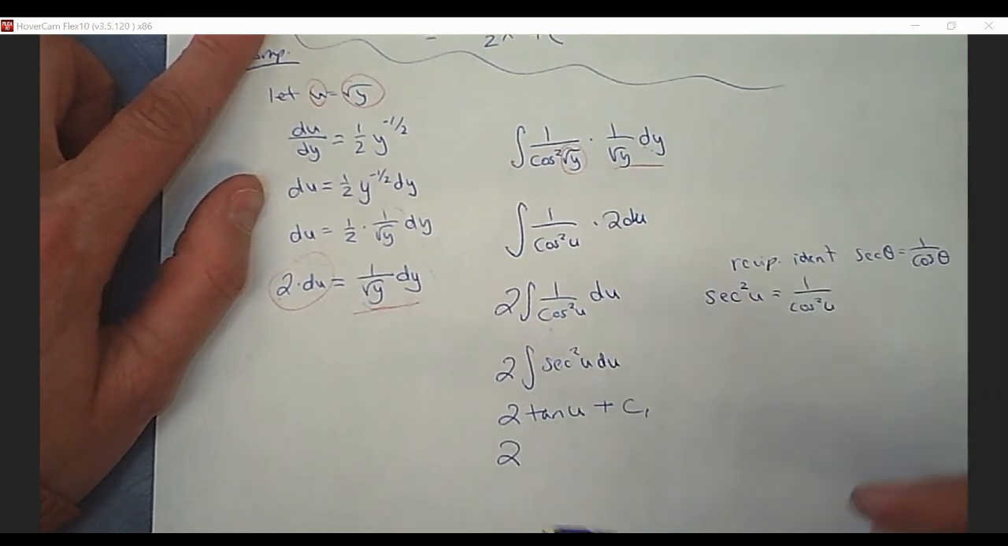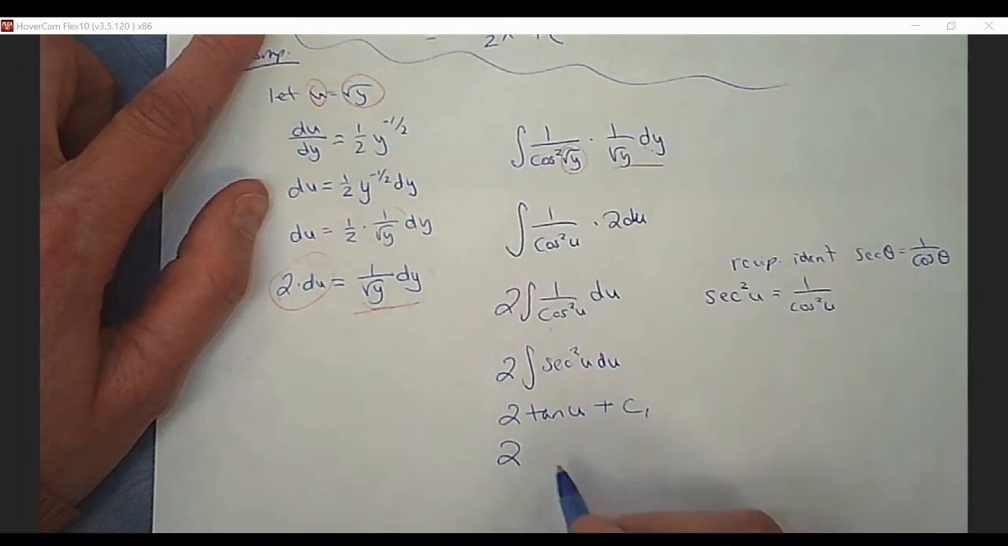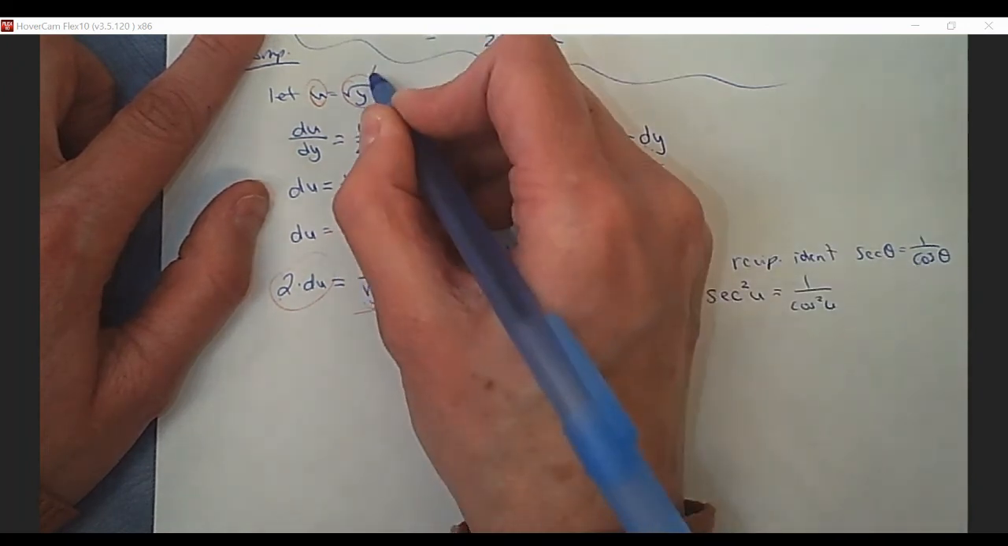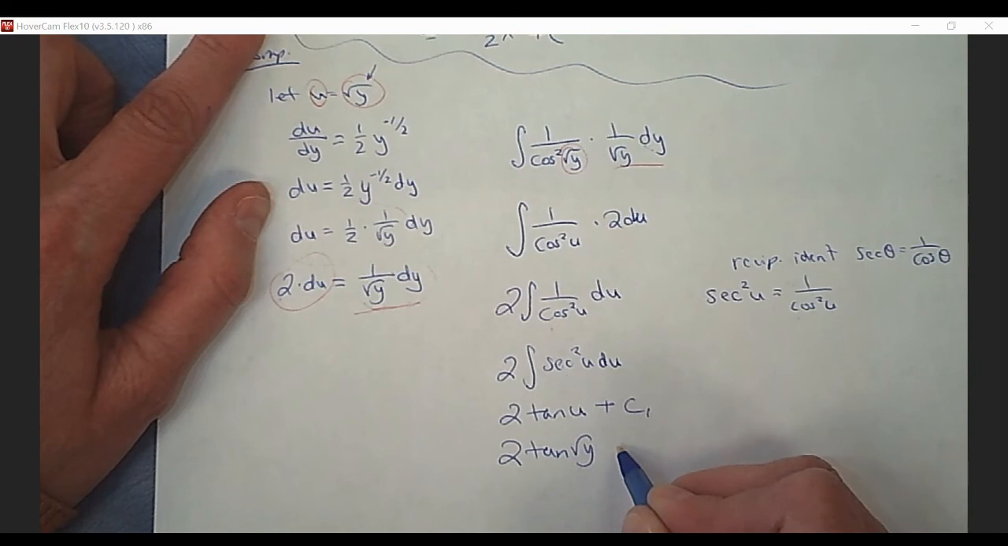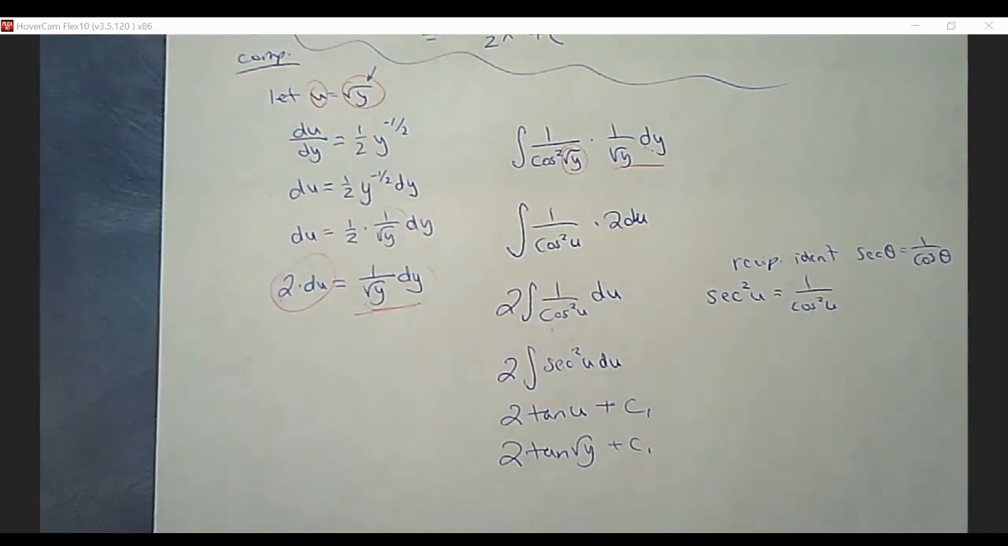and then our grand finale when we're doing u sub is usually to get x involved again, but this time it's u. So we don't want u in our answer here. I want to replace that with square root of y. All right, and then again, I have that constant. So here's where we're at.